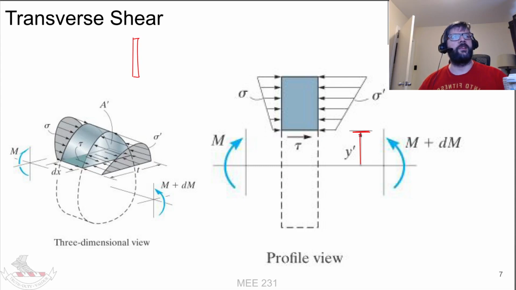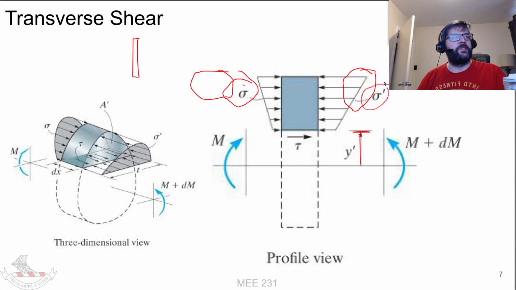basically we're going to get a certain distribution of the force on either face of that based upon the stress. So on one side we're going to have this stress, we're going to call that sigma here. On the other side we're going to have another stress distribution, we're going to call that sigma prime. Those are going to be slightly different because there is some sort of shear force being applied that causes a change in the moment as you go along the x-axis. So that'll be dM there.